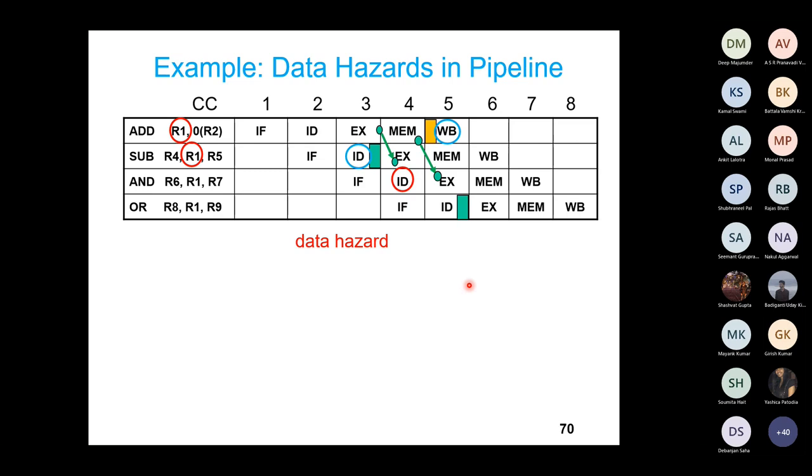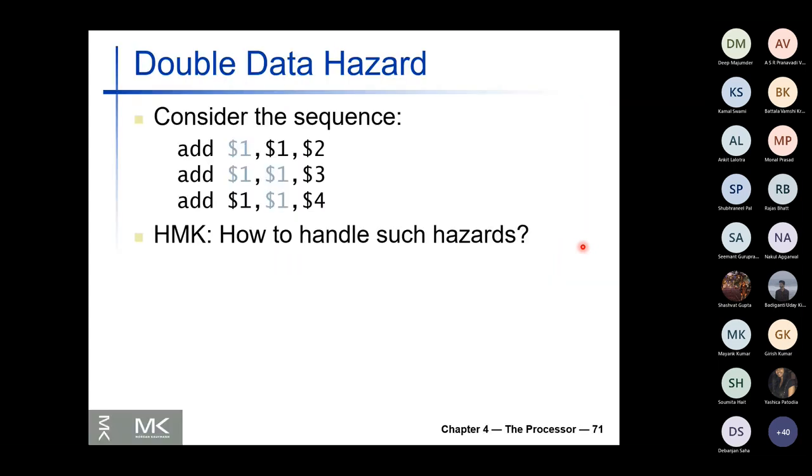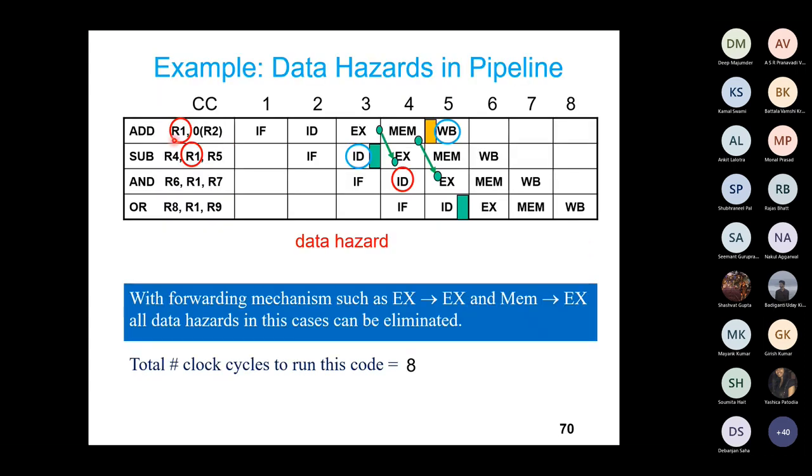Isn't it so? With forwarding mechanisms such as execute to execute and memory to execute, all data hazards in this case can be eliminated. And the total number of clock cycles you need to finish these 4 instructions would be 8, because we don't need to stall. Now in the previous case, you have this as the destination and all others are sources here.